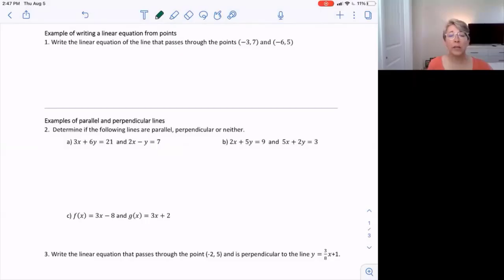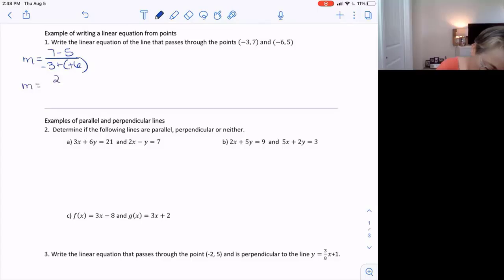So let's review writing linear equations given 2 points on the line. So we want to write the linear equation of the line that passes through the points -3,7 and -6,5. Remember, no matter which equation we use, we need the slope. So for the slope, I'm going to subtract my y's. I'm going to start with the 7 this time. 7 minus the 5, those are my y values. -3 minus -6, so that becomes a plus, a positive. So I get a 2 on top and a +3 on the bottom. So we have a slope of 2/3.